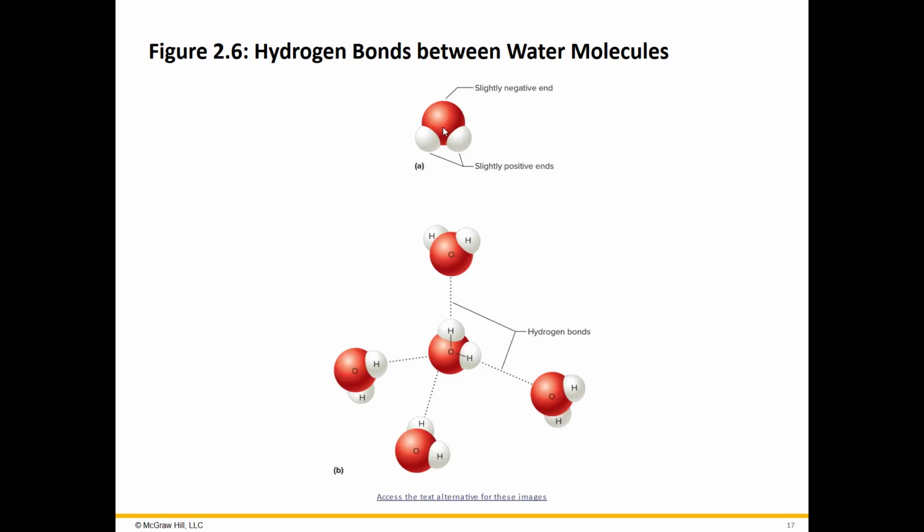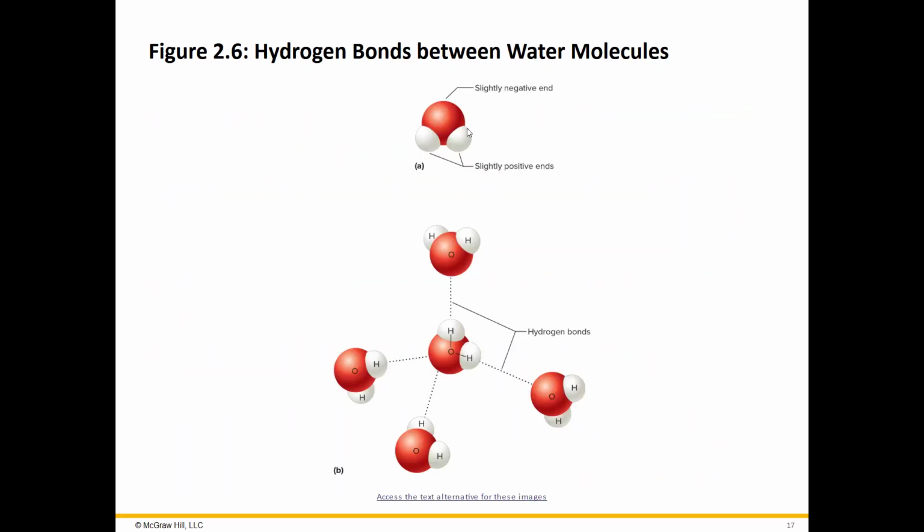Oxygen, and you don't need to memorize this, I'm just telling you, oxygen has 6 electrons in its outermost shell. So it needs 2 electrons to become stable. Hydrogen has 1 electron in its outer shell, so it needs 1 electron to become stable. So it's going to create a single covalent bond with oxygen here and a single covalent bond with oxygen here.